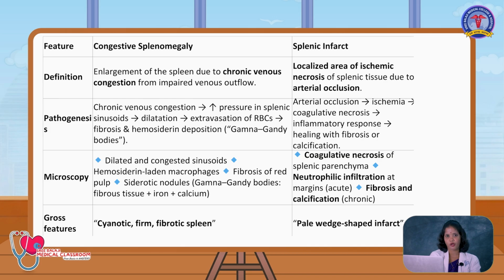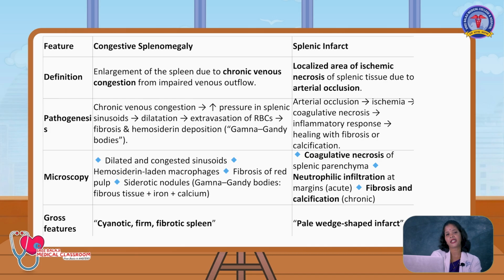In this, we are just going to highlight the difference between congestive splenomegaly and splenic infarct. Congestive splenomegaly occurs due to chronic venous congestion, with an increase in the pressure in the splenic sinusoids, and dilation, extravasation of the RBCs, fibrosis and hemosiderin deposition, that is Gamna-Gandy bodies, will be seen. Microscopically you will have hemosiderin-laden macrophages, fibrosis of the red pulp and Gamna-Gandy bodies, and grossly the spleen will be cyanotic, firm and fibrotic.